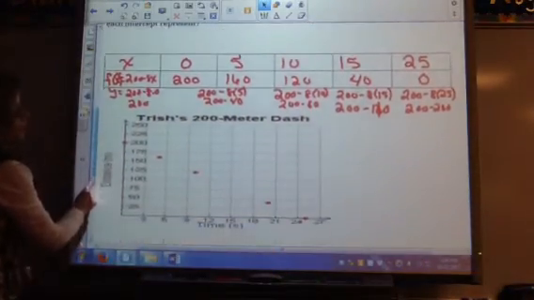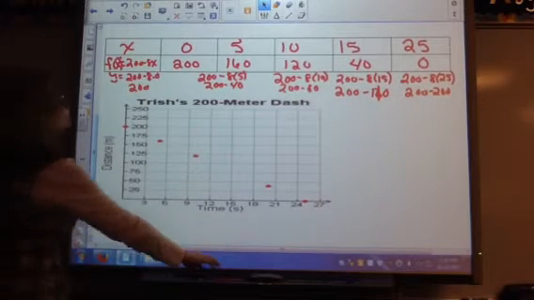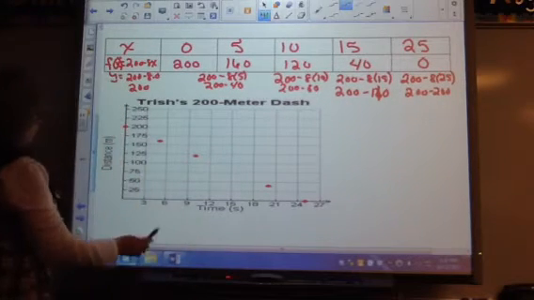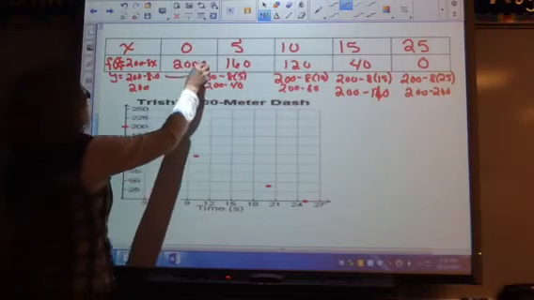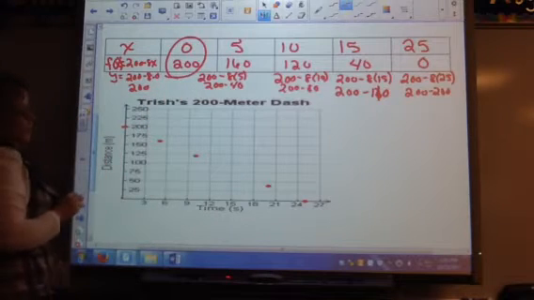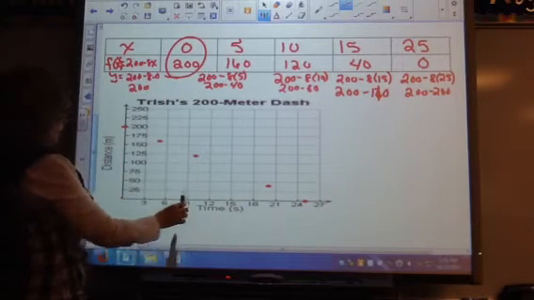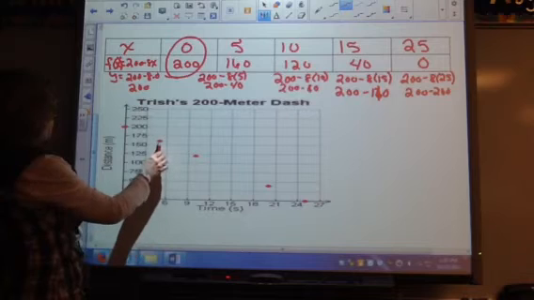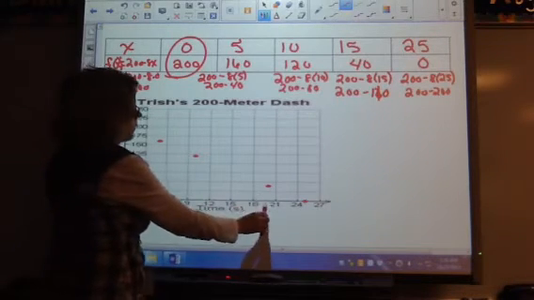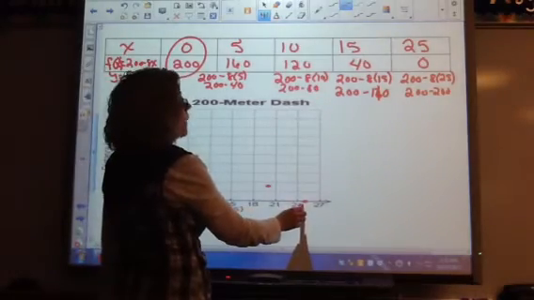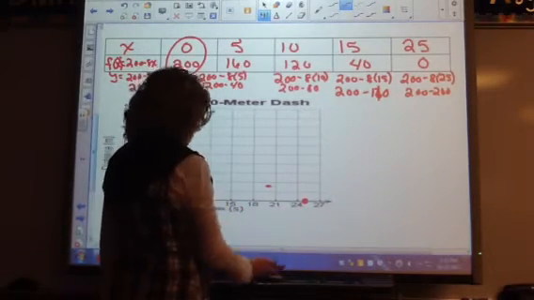So if we graph this, and I've already graphed it for you to save time, when x is 0, right here, y is 200. So right here is my y-intercept. When x is 5, y is 160. When x is 10, 120, 15, 40, and 25, 0. Right here's my x-intercept.